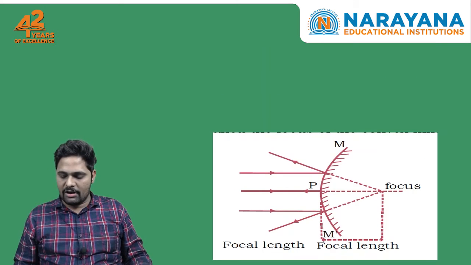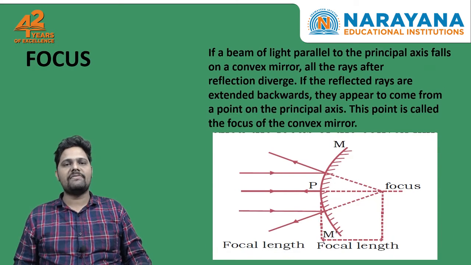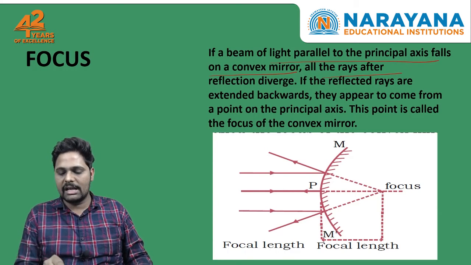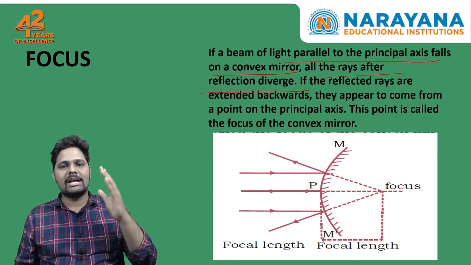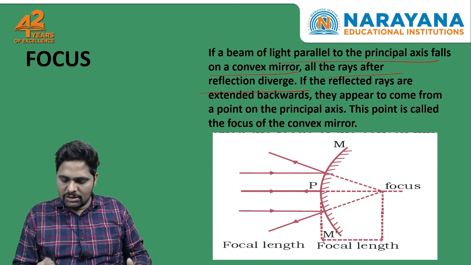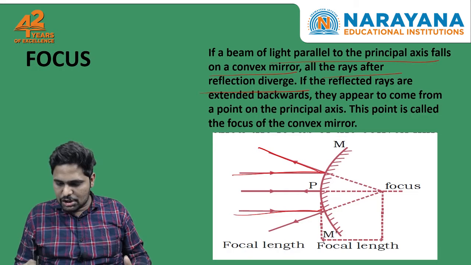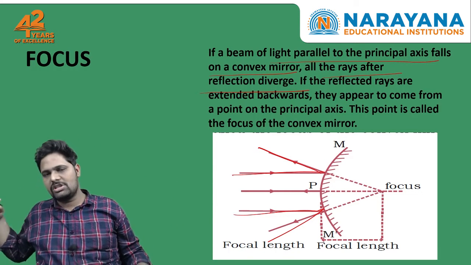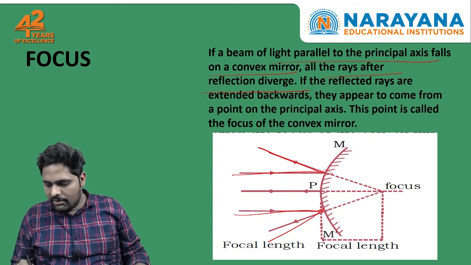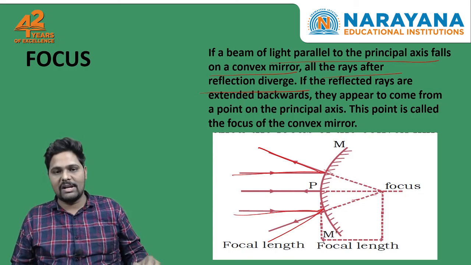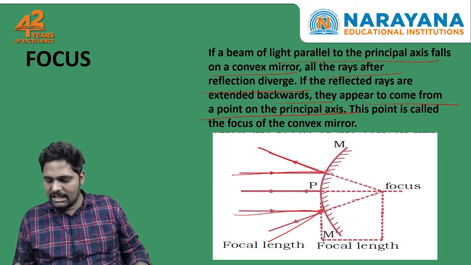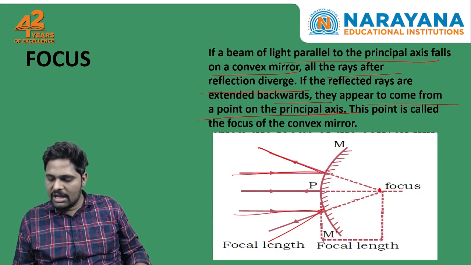Let us see the focus of a convex mirror. This is the focus of a convex mirror. A beam of light rays parallel to the principal axis falls on a convex mirror. All the rays after reflection diverge, because a convex mirror is actually a diverging mirror. So the rays will come like this and they will diverge. But if the reflected rays are extended backwards, if you just extend those reflected rays like this, we already know that these dotted lines represent the virtual one, right? So extended backwards, they appear to come from a point on the principal axis and they meet at a point. So here you can form a focus for a convex mirror.